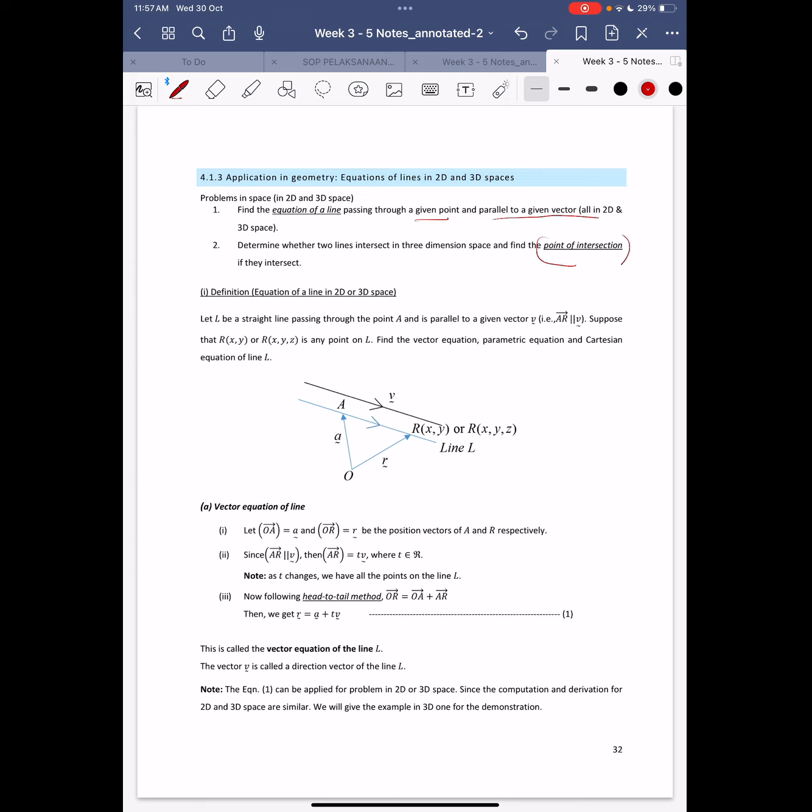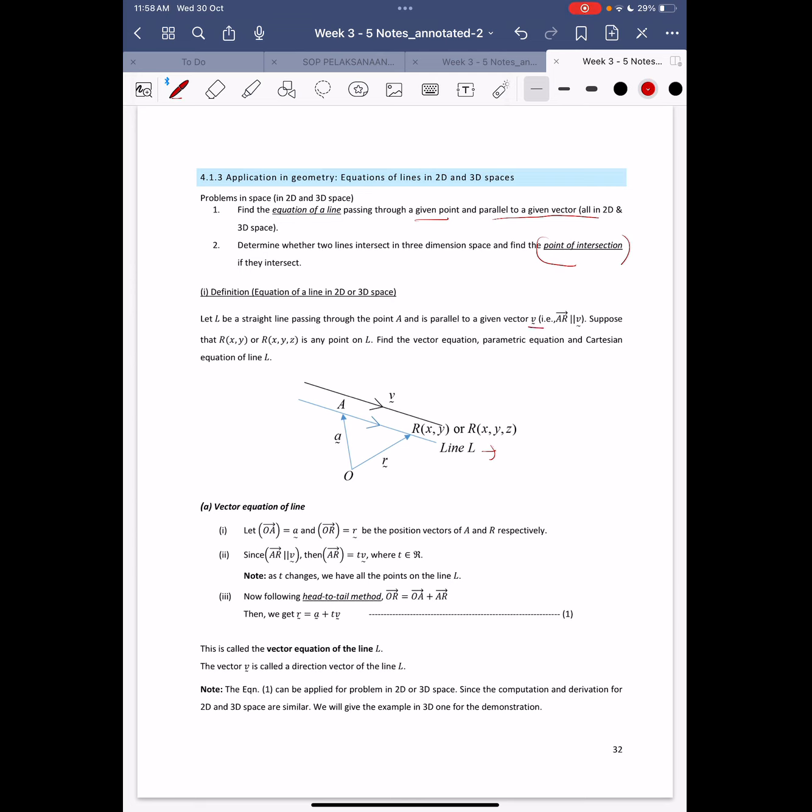So let's look at the first part first, where we will understand what is meant by the equation of a line in 2D space and 3D space. Imagine that L is a straight line. The blue one here is the straight line, passing through point A, and at the same time this line is parallel to another vector, which is vector v here.